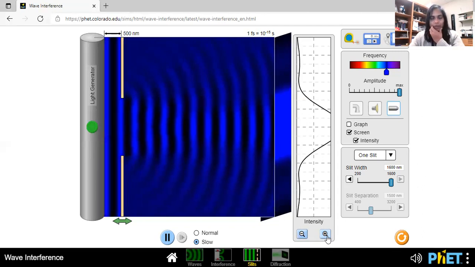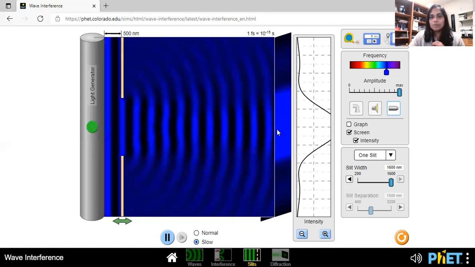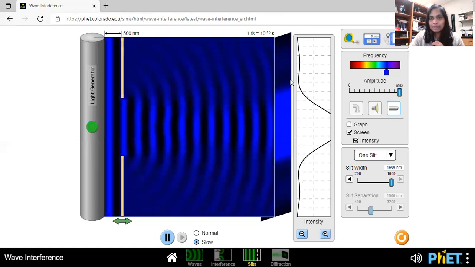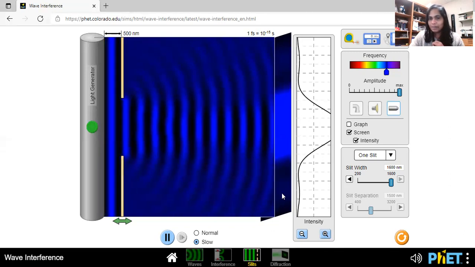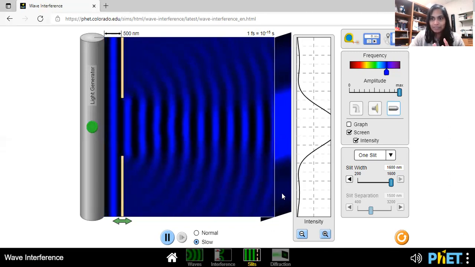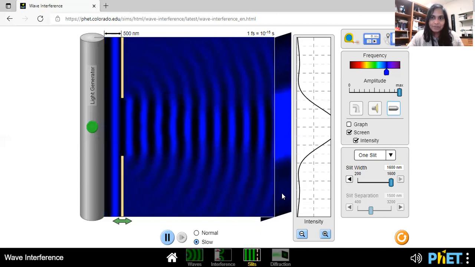Now let's improve this one. All right, so now here you see the bright fringe is in the middle, and here's a minima and a maxima over here, minima over here, and a maximum over here, right? So this is what I described earlier with the real experimental data. So you're observing the same thing on the simulator.